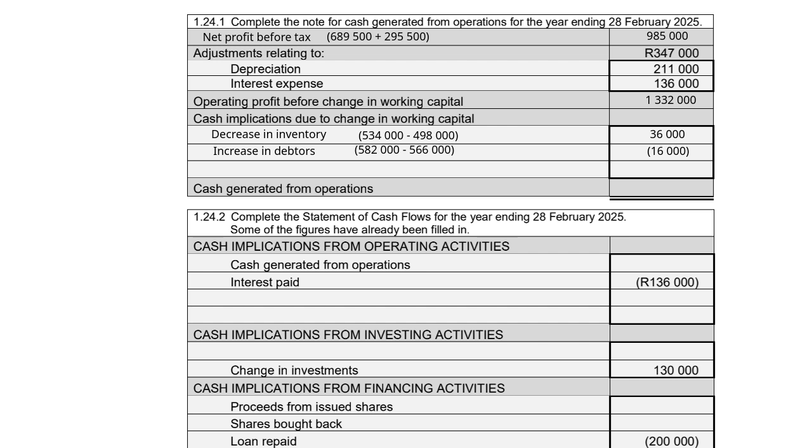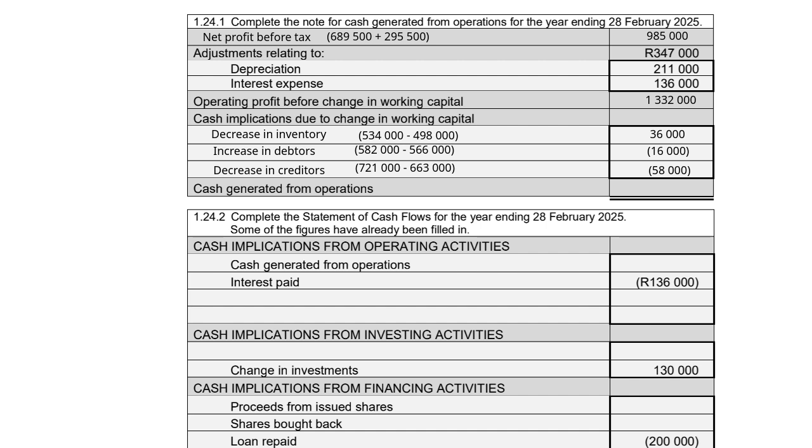For creditors, trade creditors in 2024 was 721,000, and our trade creditors in 2025 was 663,000. So we are going to have a decrease in creditors. 721,000 minus 663,000 gives you an amount in brackets of 58,000 Rand, because it's an outflow of cash.